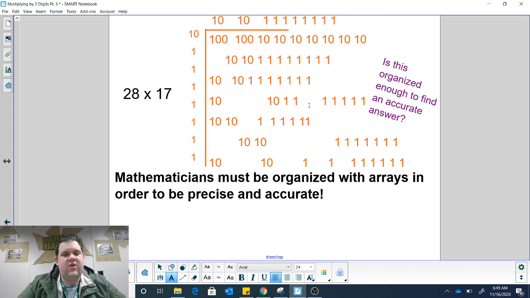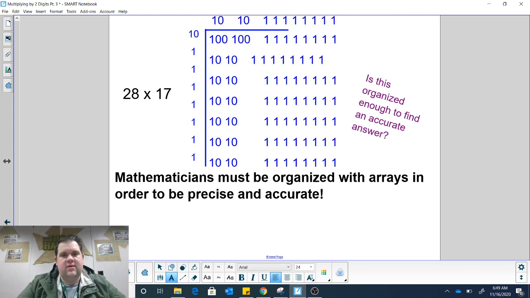So this is a really disorganized array, and they're likely going to have mistakes when they try to find the answer. Here's another one. I want you to think about, is it organized or not? Go ahead and type into PlayPosit. Do you think that this is an organized array? Yes or no? And explain why.